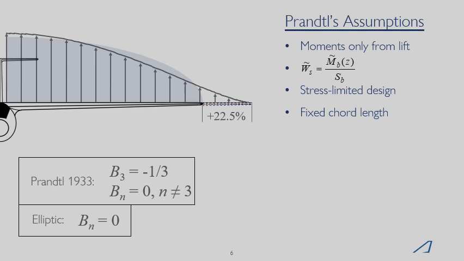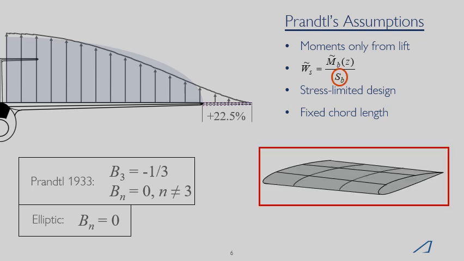Now Prandtl made some assumptions in his study that are not really representative of most aircraft. In particular, he assumed that the moments are only due to the lift distribution, meaning that there's no load alleviation from the weight. He also assumed that the wing structure weight is related to the bending moments by a somewhat arbitrary proportionality coefficient that's invariant across the span. Really what this boils down to is that Prandtl's approach is only applicable to rectangular wings.